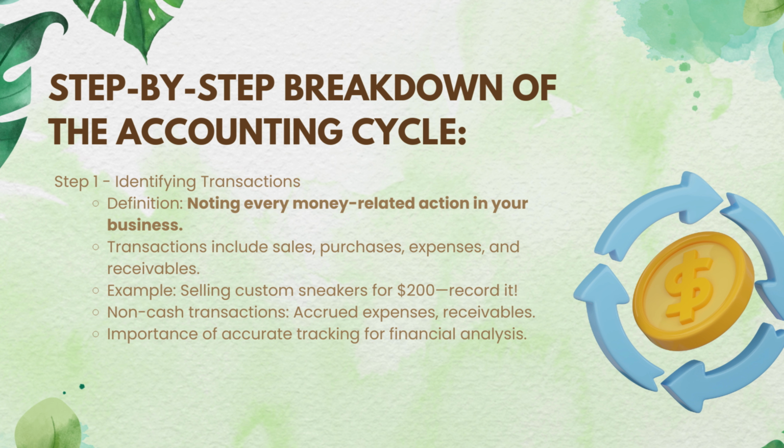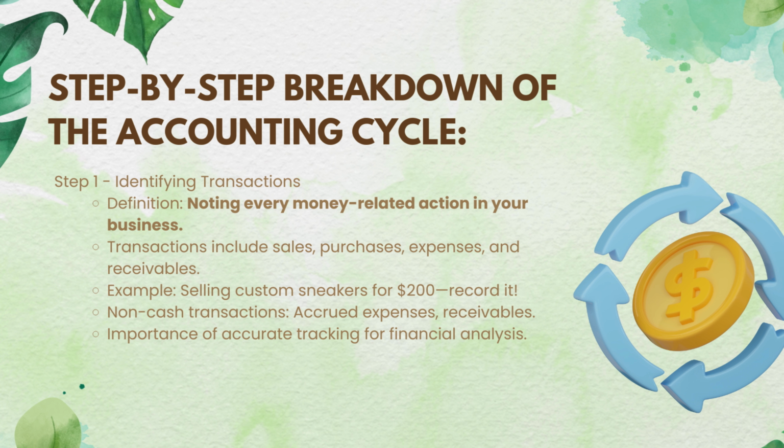1. Identifying transactions. The first step in the accounting cycle is identifying transactions. This step may sound simple, but it's foundational. Every time money moves, whether you're selling a product, paying for supplies, or incurring an expense, those are transactions that need to be recorded. Let's consider our sneaker business.